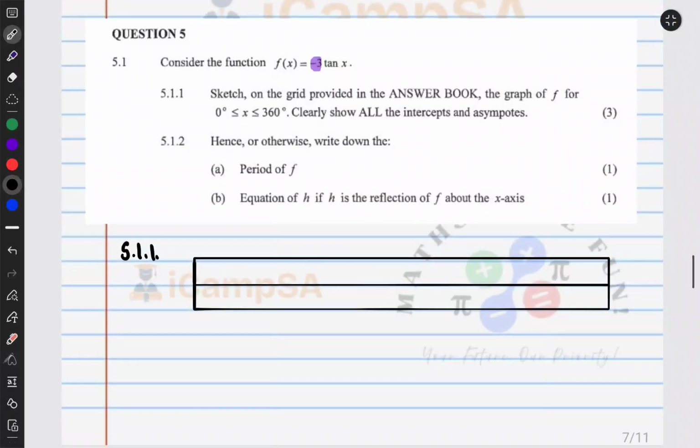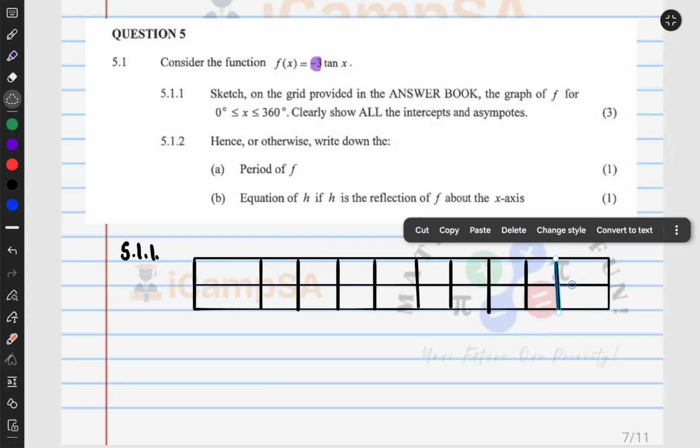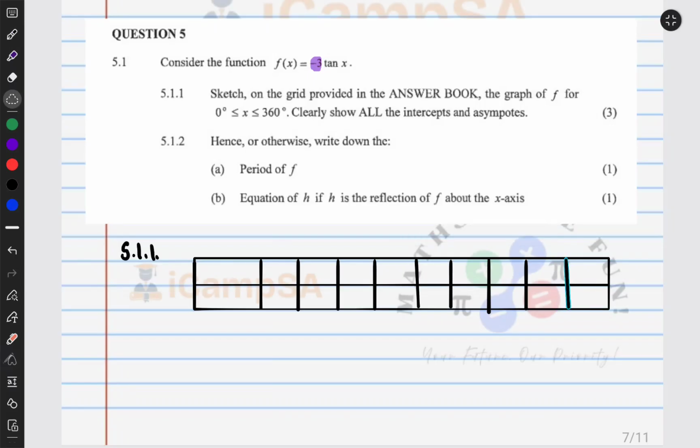And then we're gonna be using, let's use the intervals of 45 for this. So it's 0, 45, 90, 135, 180, and 225, then 270, 315, and 360. Yeah, I think that should be enough.